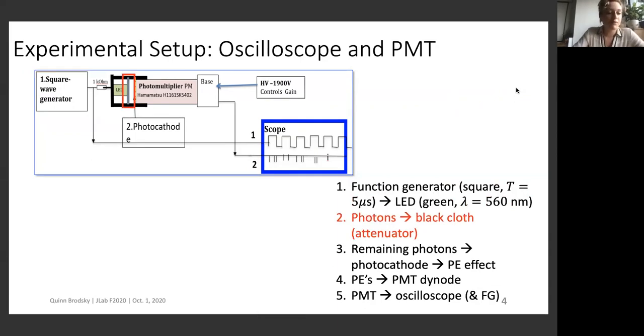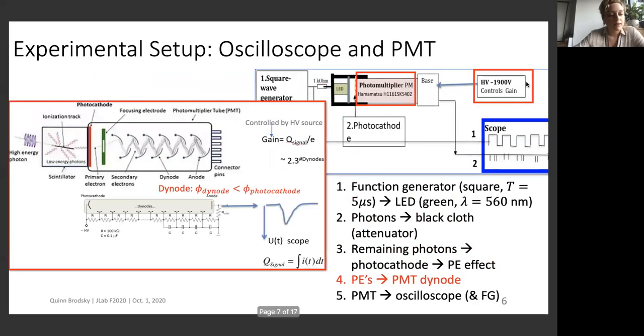Then the photons are sent through a cloth, which acts as an attenuator and just reduces the number of the incoming photons. And the photons which remain hit the photocathode, which causes the electrons to be ejected from the photoelectric effect. Then the electrons are sent into the photomultiplier tube towards its first dynode. And the photomultiplier tube is an apparatus that takes in the signal from one electron and amplifies it using its dynodes, which are sheets of metal which have a work function much lower than the sheet of metal that the electrons originally came from. So this allows many, many more electrons to be ejected via the photoelectric effect.